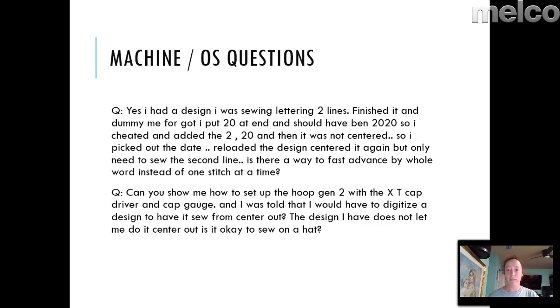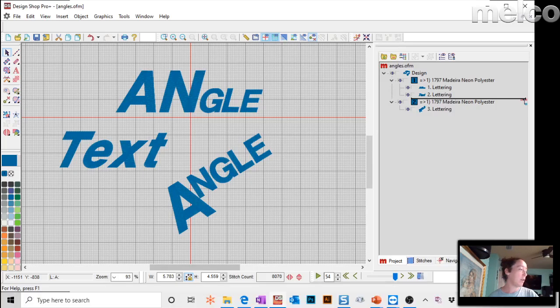All right, so we had a few OS-ish questions. Basically, I have a line of, I sewed something out. I forgot some letters. I added them, but I want to fast forward through the design to go to a different spot without sitting there holding the forward button and waiting, right? So how do you do that? So first off, you've got to know where you want to go.